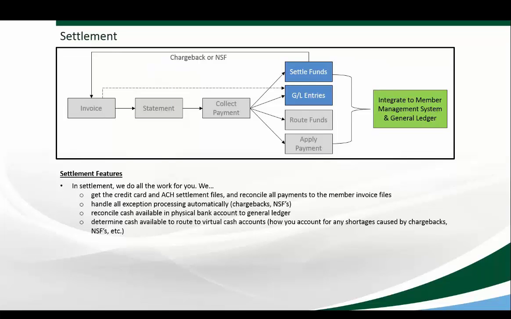The next step that we do is we reconcile all of the cash that's available in the physical bank account to the general ledger. So within Billhighway, we have the general ledger, and that general ledger in Billhighway is integrated to your external general ledger. When we settle the cash, we reconcile the physical bank account, the payments that have been processed into that account, to the general ledger in Billhighway, and make sure that every transaction that hit that bank account is properly accounted for in the Billhighway general ledger before it's integrated into your external general ledger. And we do that on a daily basis down to the penny.